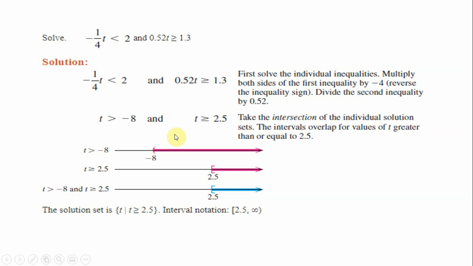So let's graph these to see what that "and" relationship looks like. Here's the first solution. Our t greater than or equal to 2.5 is here, and it has to be in both of them. Here, this number in this one is not in both, so we can't include it. These are just the overlap, so that's the intersection. So the solution is the set of all t such that t is greater than or equal to 2.5, and in interval notation it's left bracket, include 2.5, out to infinity.